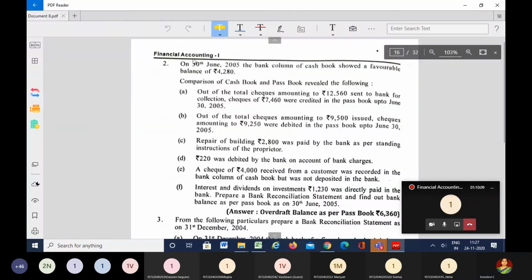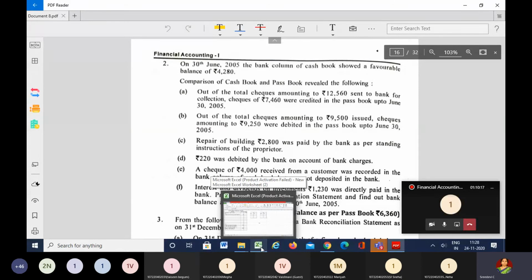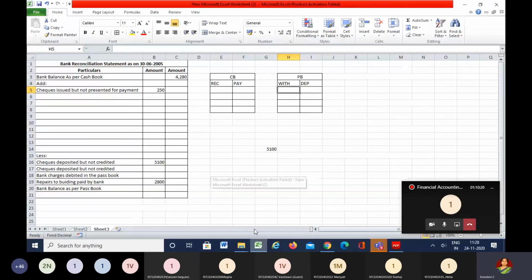Yes, ma'am. Okay. Next. Now the same thing. 220 was debited by the bank, okay, on account of the bank charges. So here bank charges has been debited in the passbook. So again, bank charges debited in the passbook. What happens to the balance at the bank? Decrease, and passbook is less.